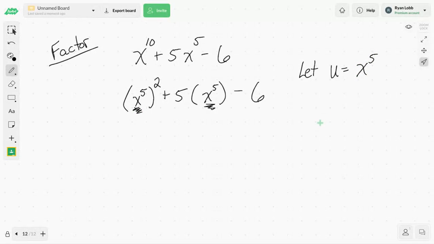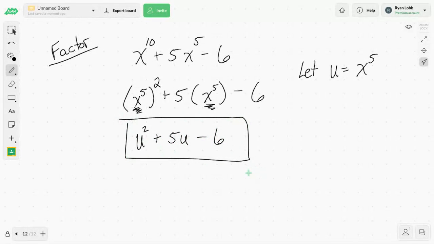All right, now I rewrite this here as x to the 5th becomes u squared plus 5u minus 6. So this becomes now something that looks much more familiar to us. All right, this I know how to factor. When I look at that, I go, oh, I factor quadratic. This is the quadratic function in terms of the letter u, the variable u.